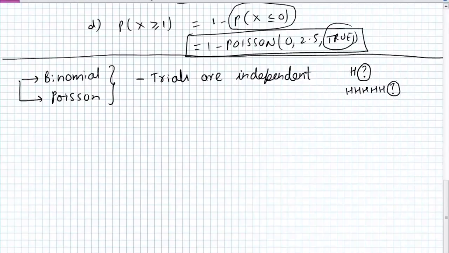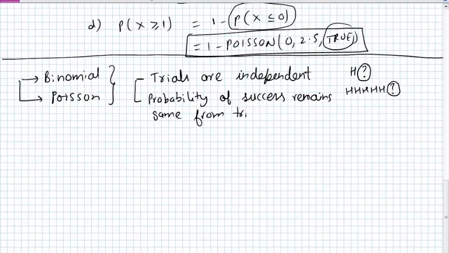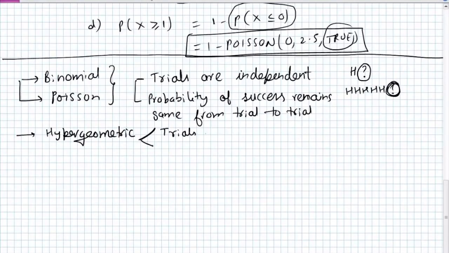So it can still be head because it does not remember what happened in the past. So trials are independent and also the probability of success remains the same from trial to trial. So for this next one, the probability is still half of getting head or tail. The probability remains half if you toss a coin for each trial. It does not change. Hypergeometric, in this case trials are not independent. So it does matter what happened in the past.